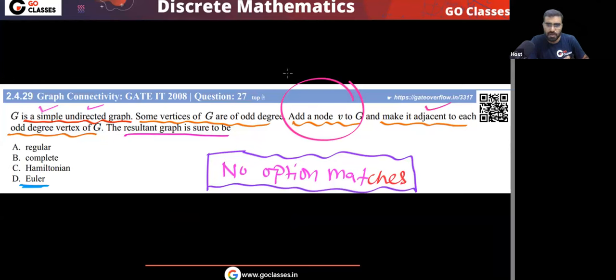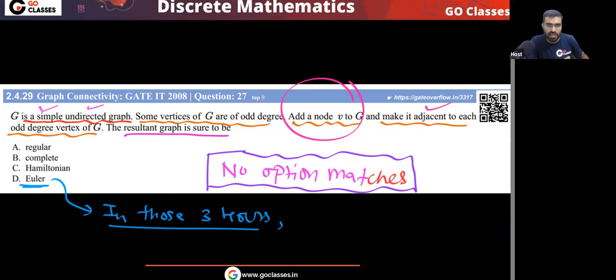I hope you understood. So no option matches, but this option you can tick. In those 3 hours in the GATE exam, you can tick this option. This is what I'm saying.